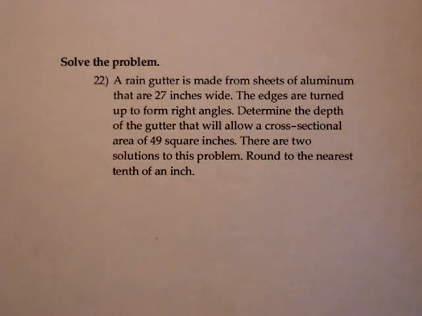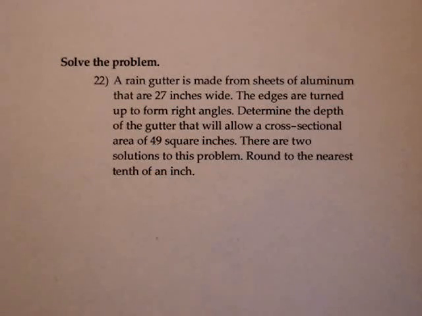Okay, now we're going to do the word problem from section 1.5. It says a rain gutter is made from sheets of aluminum that are 27 inches wide. The edges are turned up to form right angles. Determine the depth of the gutter that will allow a cross-sectional area of 49 square inches. There are two solutions to this problem. Round to the nearest tenth of an inch.